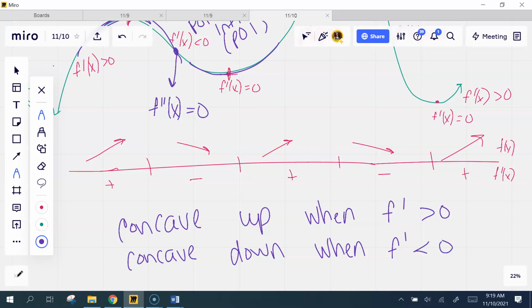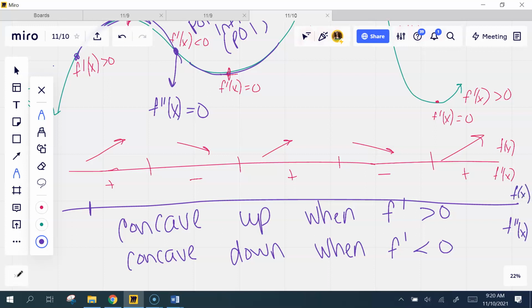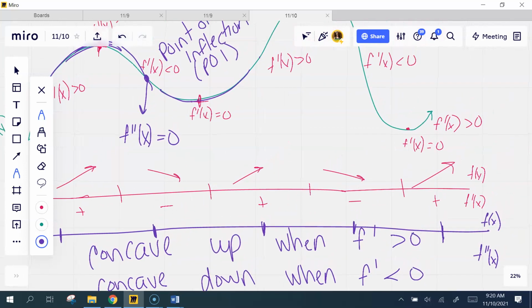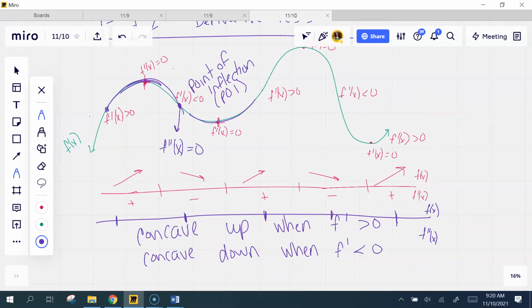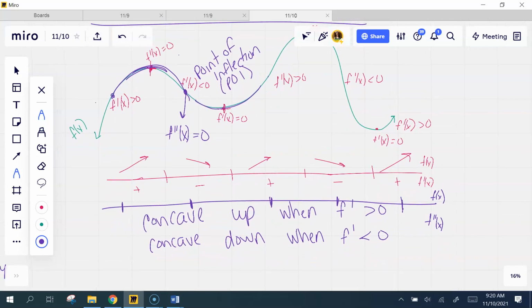So also on my chart here, I'm going to add another line to my sign analysis, and it's going to have these points of inflection. So it's going to be the second derivative and what it does to the graph. So I'd have my points of inflection. Something like that. We're getting ready to start curve sketching, is why.